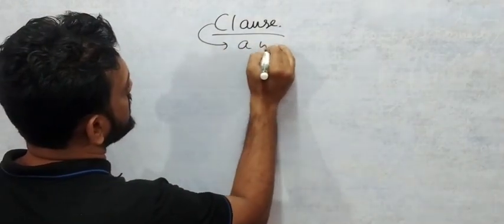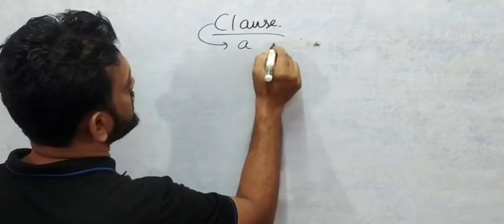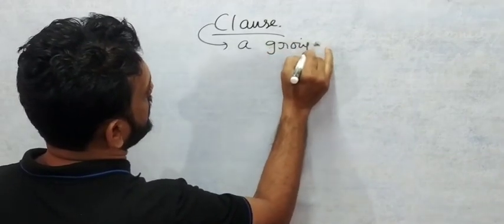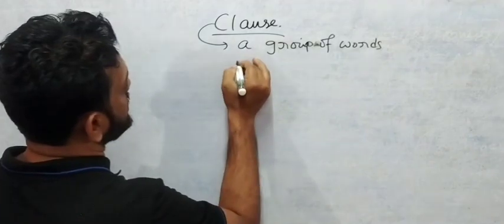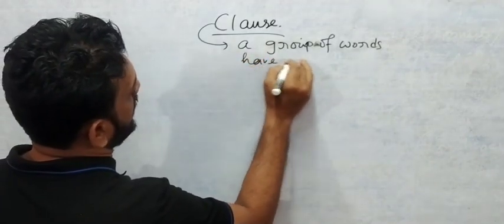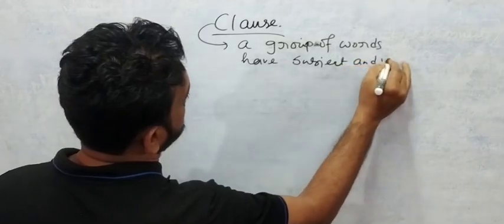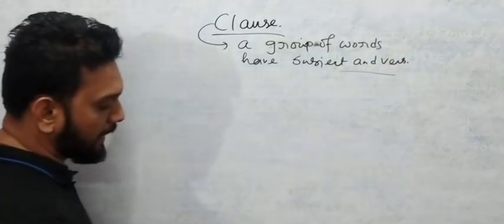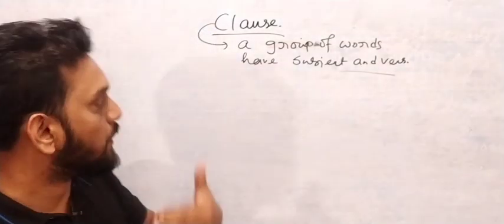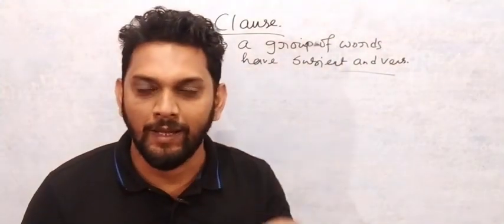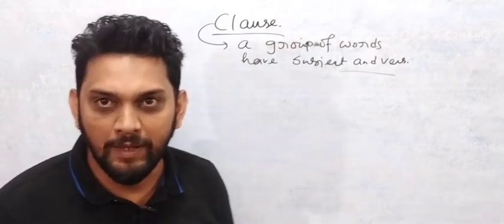Clause is a group of words which have subject and verb. Last day also we defined it very easily. Yes or no? Very constructively I told you how you can define a clause, and also that it is divided into two parts: independent clause and dependent clause.